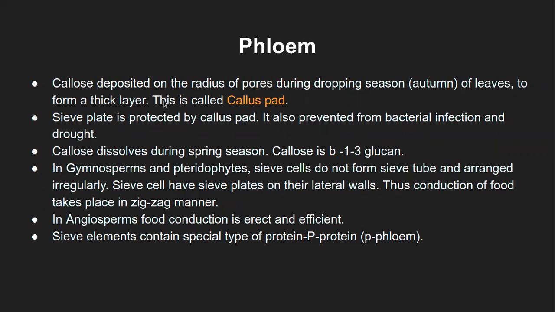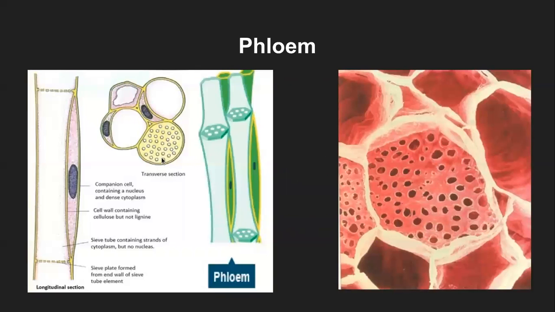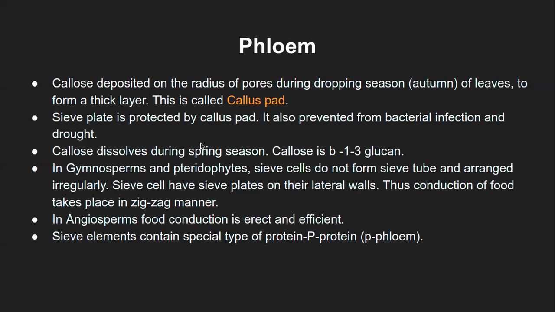So do not get overwhelmed if you don't understand this part. But do ask questions here if at all. Callose is nothing but one of the carbohydrate type materials, like you have glucose, fructose, lactose, galactose, all of these. Callose is something like that, deposited on the radius of the pores. So we have this radius of the pores, and the callose will be deposited around these pores. So that's what it means.